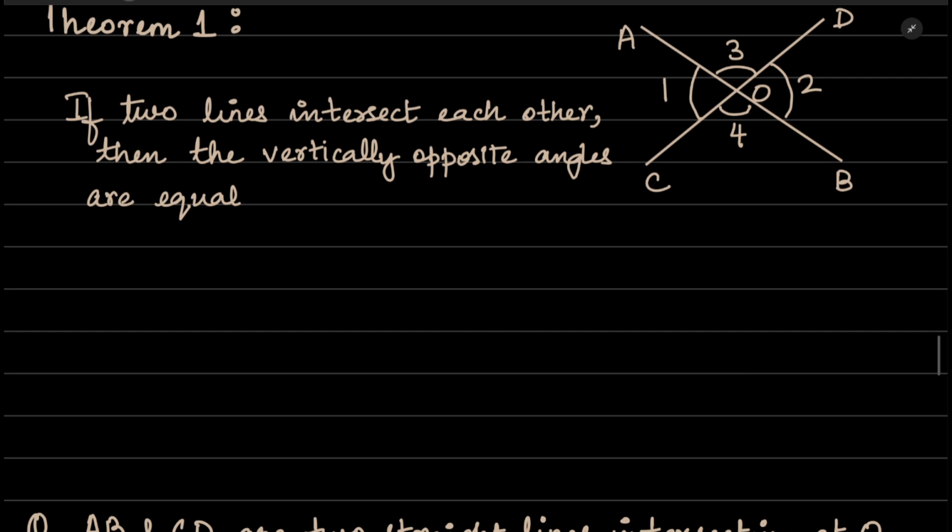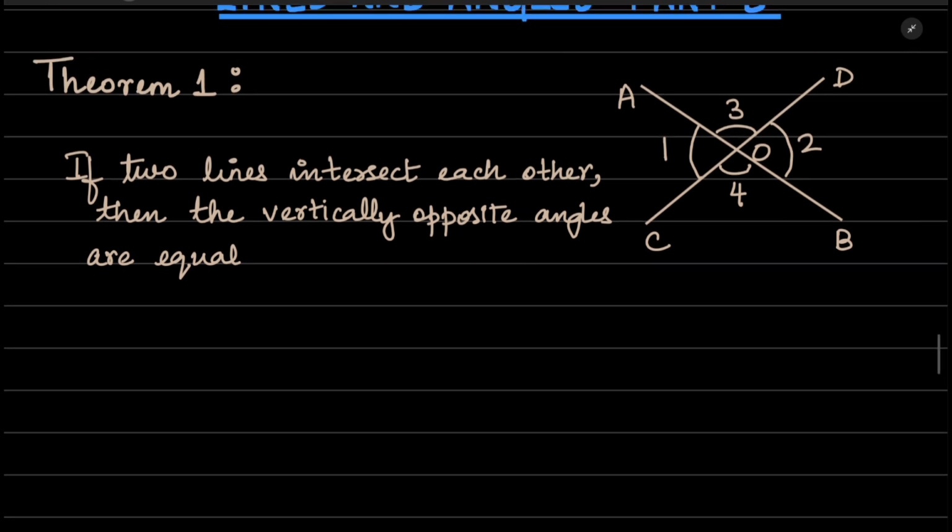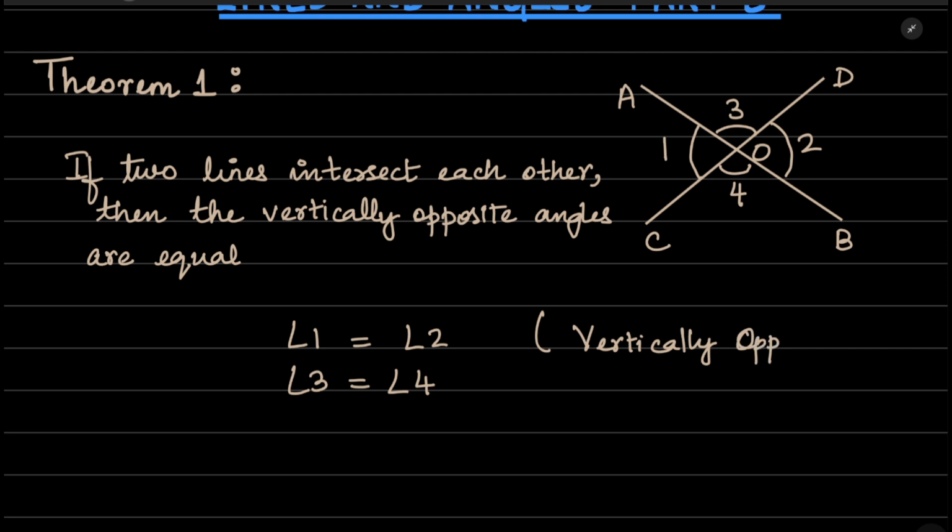But today I'm just going to tell you that suppose if you have your two lines intersecting at a point O, then angle 1 is always equal to angle 2 and angle 3 is equal to angle 4. So you can use this particular theorem when you are doing your problems. So you will know why angle 1 is equal to angle 2. You'll have to write within bracket, these are vertically opposite angles.